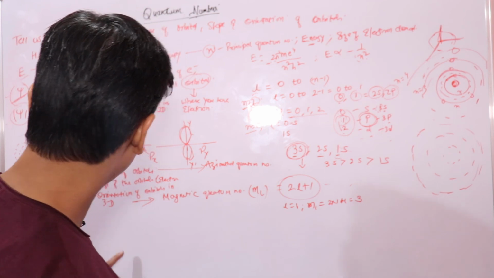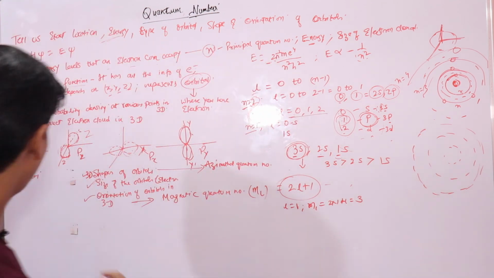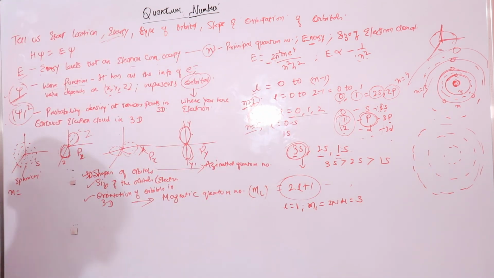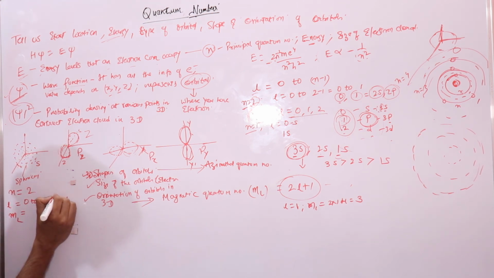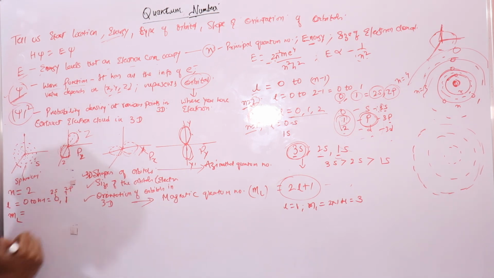So I'll repeat this from the beginning. The value of n will tell you the principal quantum number. Let's find it for principal quantum number 2, the second energy shell. l equals 0 to n minus 1, which would be 0, 1. Then how many orientations would ml give? This 0 represents the 2s orbital and 1 represents the 2p orbital, right?